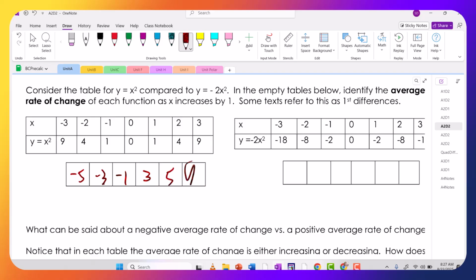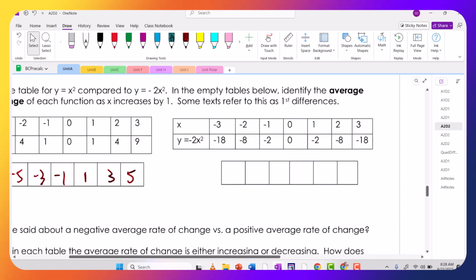Do I have too many blanks here, I think? Right? Oh, I didn't do 1 minus 0. I'm a buffoon. Okay, what's 1 minus 0? So 0 minus 1, and 1 minus 0 is 1. And then 4 minus 1 is 3. There we go. And then 9 minus 4 is 5.